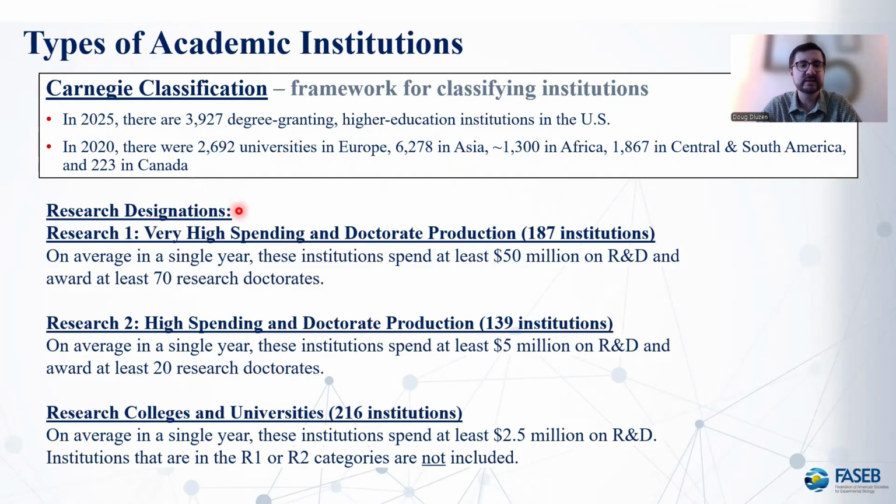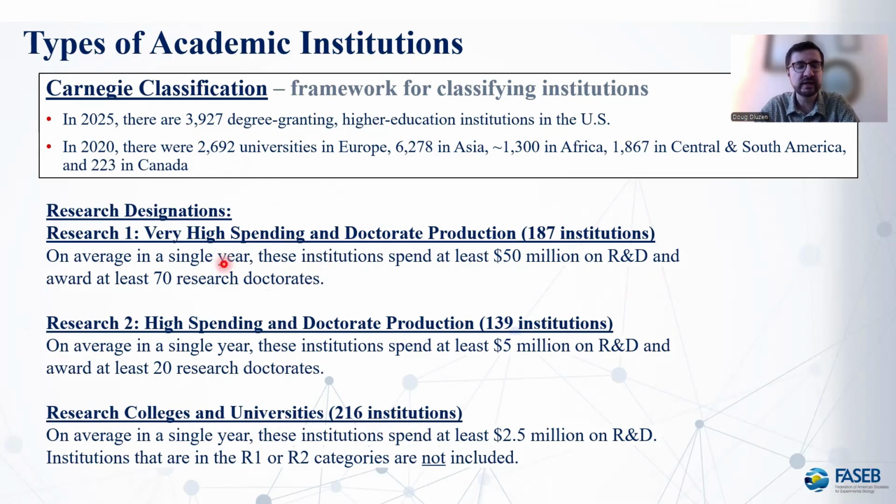In the United States, Carnegie has classified some institutions out of this bucket of 4,000 based off of their research infrastructure and the amount of doctoral degrees that they grant. So R1 institutions are considered to be very high spending and doctoral producing, and there are 187 of those in the United States. On average, in a single year, these institutions spend at least $50 million on research and development and award at least 70 research doctorates.